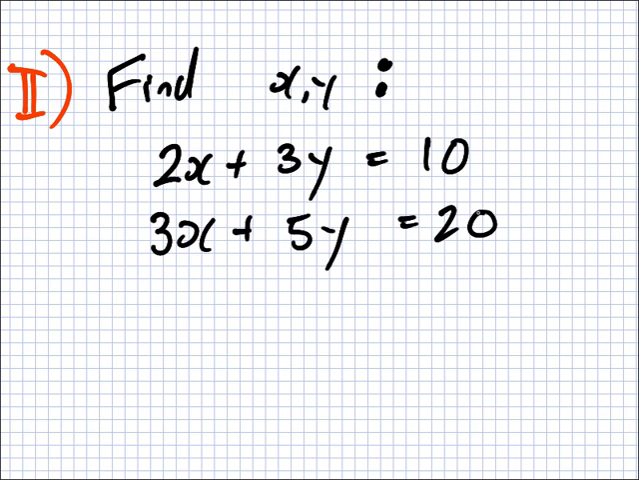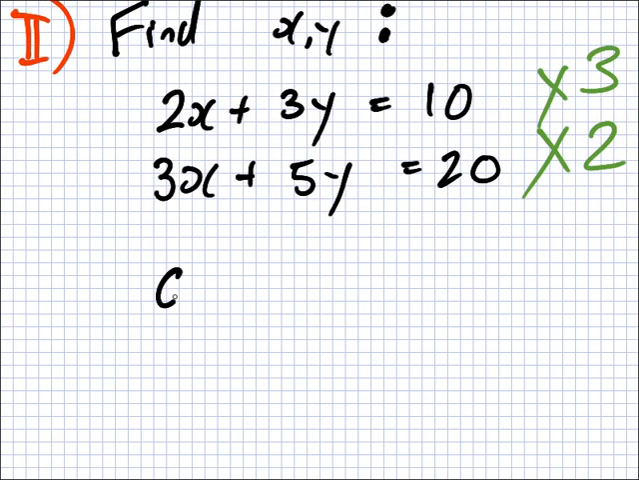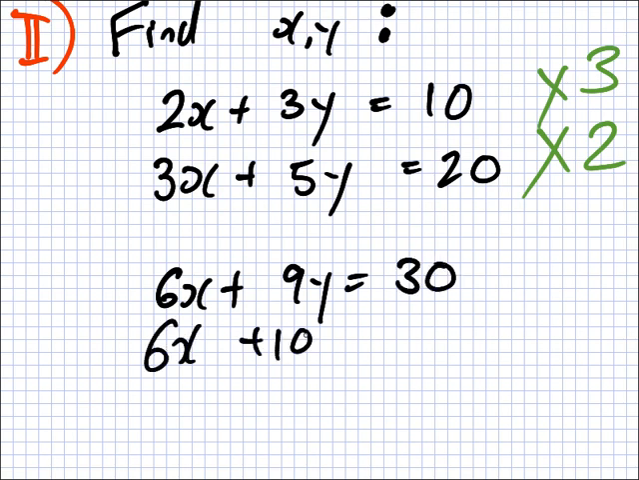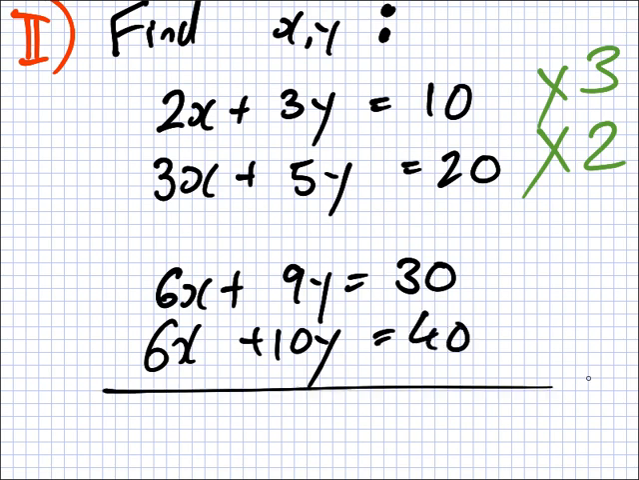This elimination method, you all would have learned in high school. You try to make either the x's or the y's the same. So let's make the x's the same. We need to do two multiplications here, times 3 and times 2 will do it. Now we get 6x plus 9y equals 30, and then 6x plus 10y equals 40. Then we're allowed to add or subtract. Subtract is what we should do here.